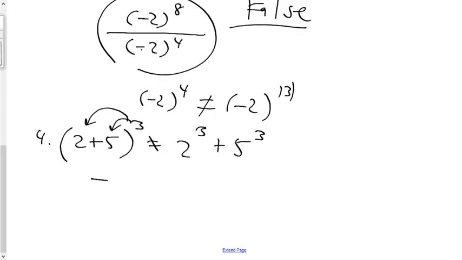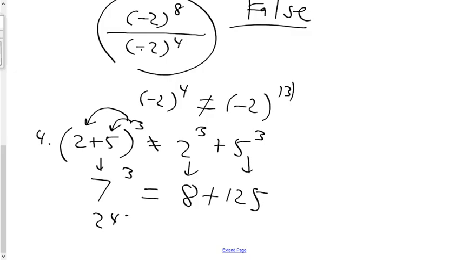And we can check it out with BEDMAS. If we tried it with BEDMAS and I simplified each power, 7 cubed is 343, and 8 plus 125 is 133. Since they don't equal each other, we could say false. That is not true.